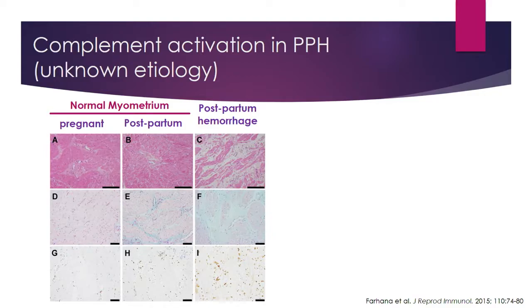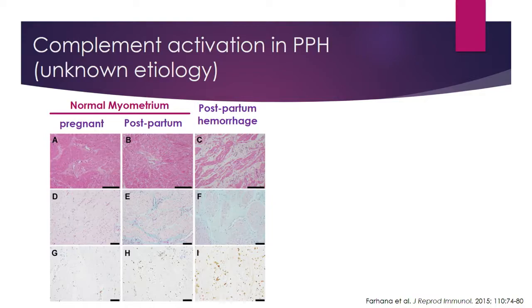And the only study that I found where complement has been directly implicated in uterine hemorrhage is this study where these investigators looked at histology samples of women with postpartum hemorrhage of unknown etiology.